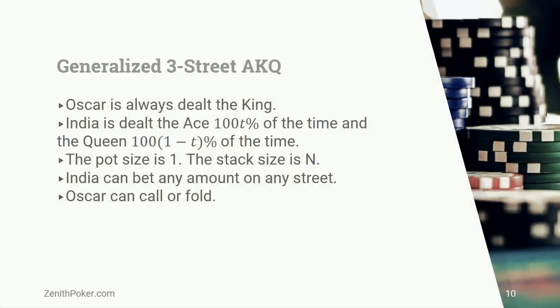If we generalize it a little bit more, we have Oscar always being dealt the king, and India being dealt the ace 100% of the time, and the queen the remainder of the time. We have a stack size of n, and here India can choose which bet size she wants to use on each street.